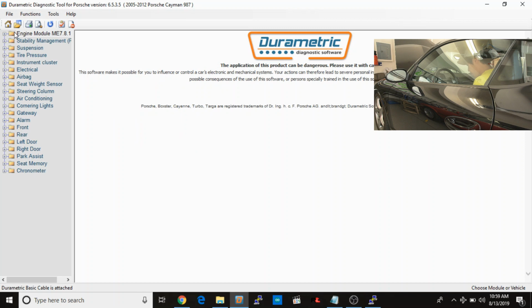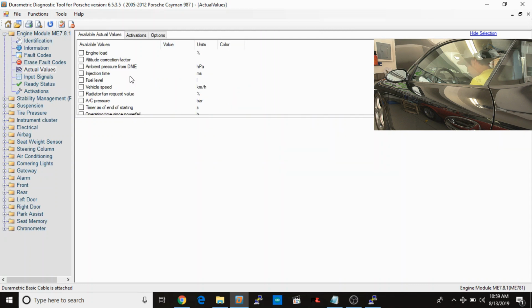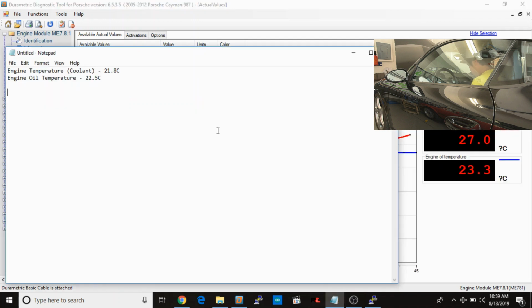CAN bus is logging fast because the data logger is being powered by the laptop, so there was no loss of connection there. Come back over here. Go over these two values. Okay, so we started at 21.8, we're already at 27, and then oil temperature we started at 22.5, and we're already 24.